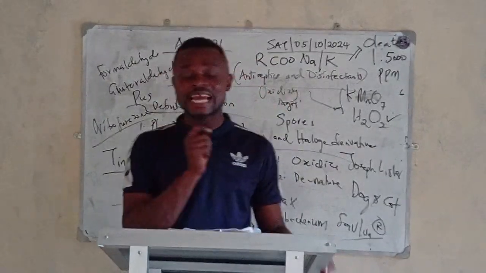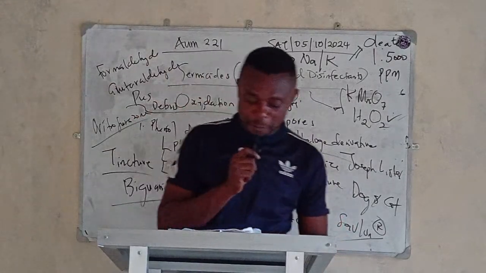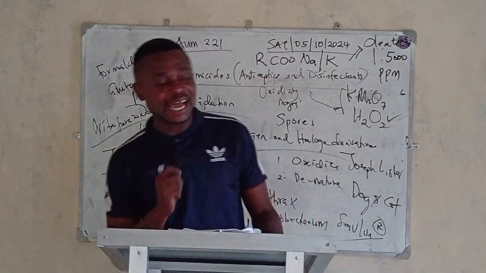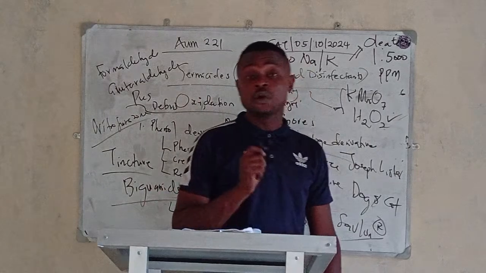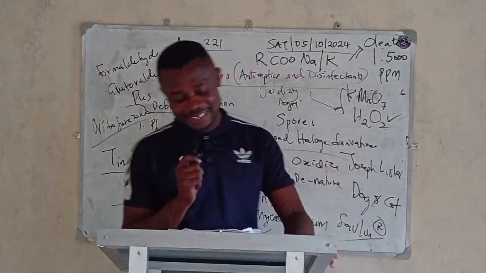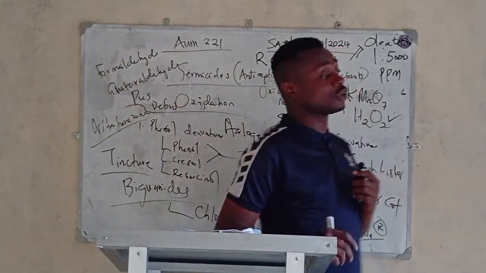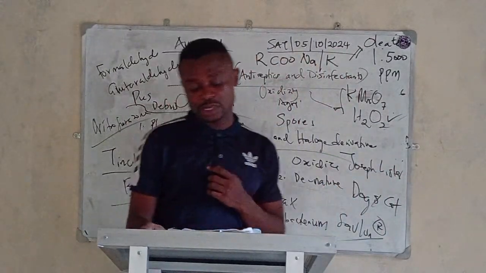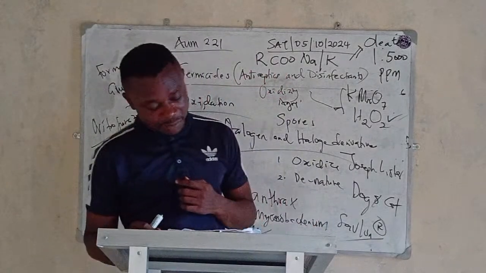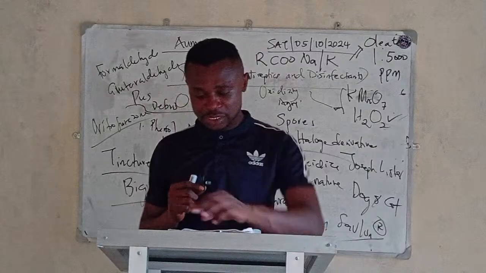What are the examples of this? Quaternary ammonium compounds. Of course, quaternary ammonium compounds are cationic surfactants. So, quaternary ammonium compounds, they have what? Germicidal activity.